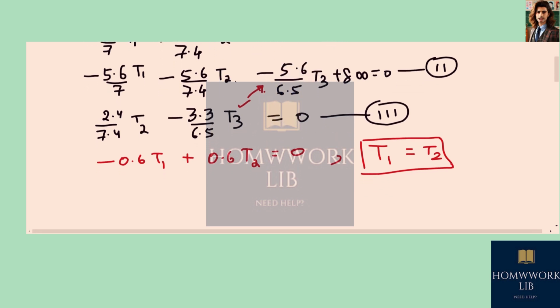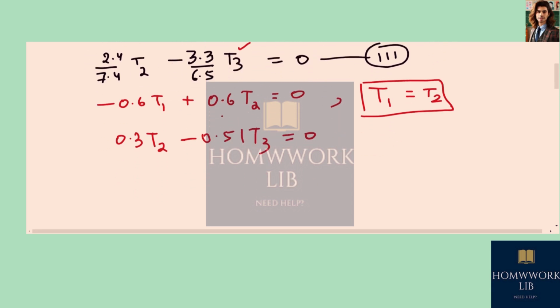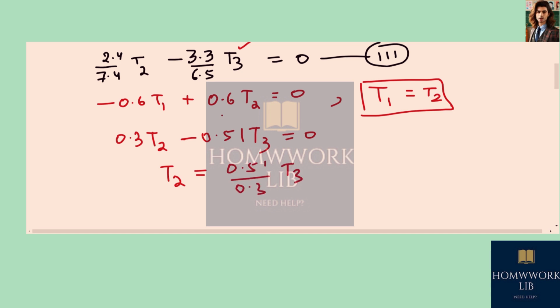So let us simplify equation 3. If we do 2.4 by 7.4, that comes out to be 0.3 T2, minus 3.3 divided by 6.5, we get 0.51 T3, that's 0. So from here, if we figure out T2, that will be 0.51 by 0.3 T3. This will be 1.7 T3.